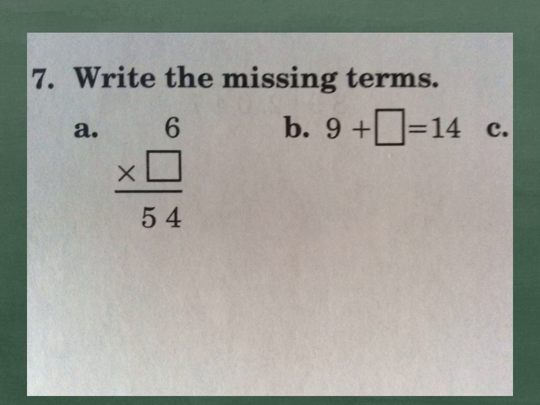Okay, number 7, we have to write the missing terms. 6 times what is 54? 6 times 9. B, 9 plus what would be 14? 9 plus 5 would be 14.